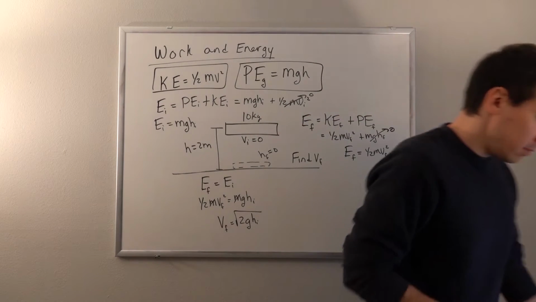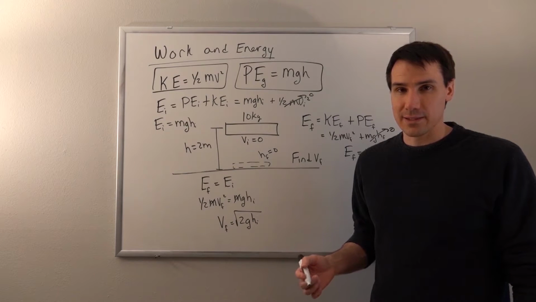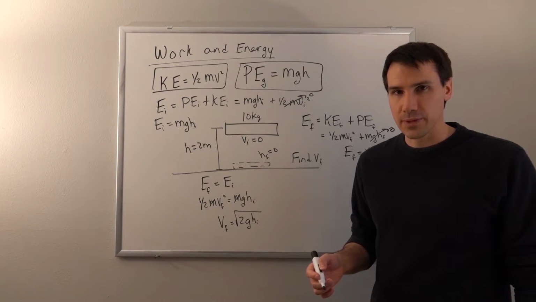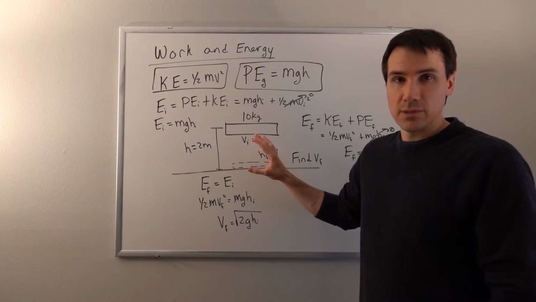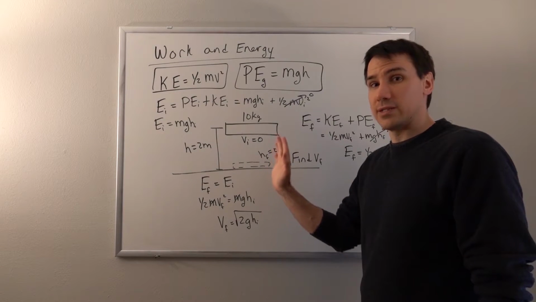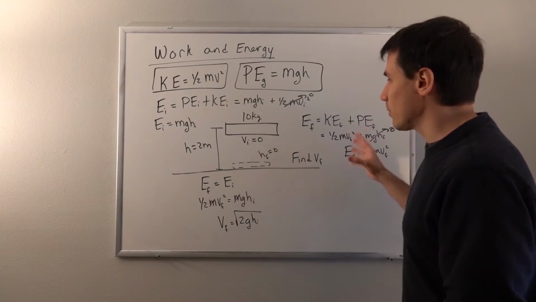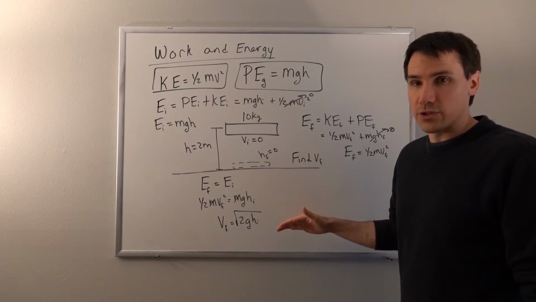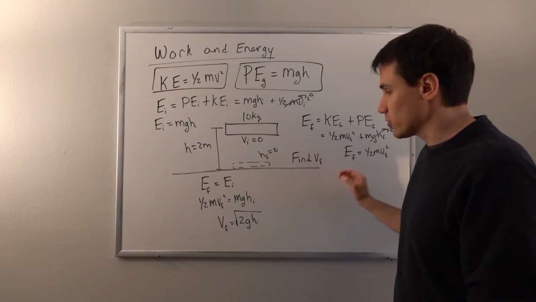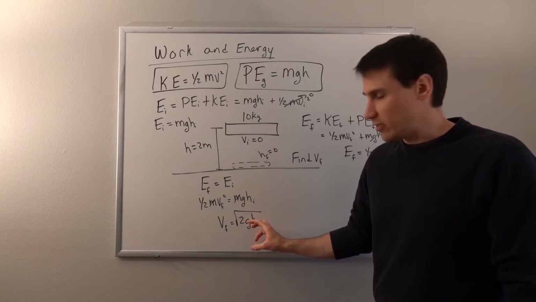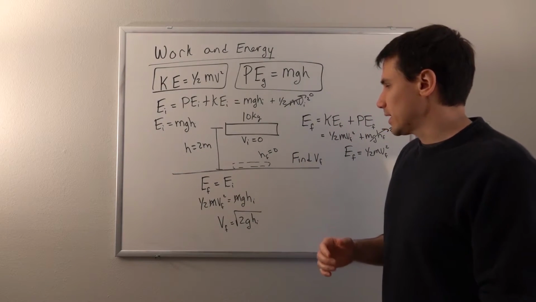Now, this result should actually look very familiar from our kinematics section. That is, because we know how to solve this problem using just kinematics, we would expect to get the same result, right? So why don't we double check our energy solution, where we took our initial potential energy and set it equal to our final kinetic energy, and then solved for our final velocity? Why don't we double check that using our kinematics?